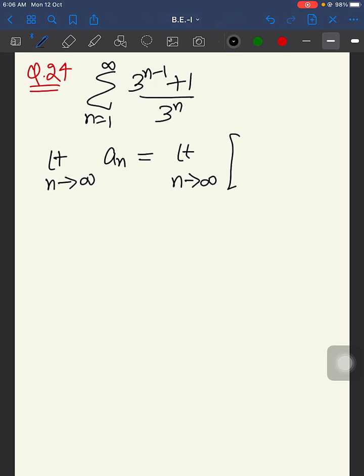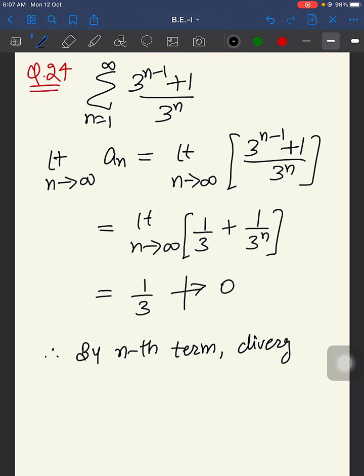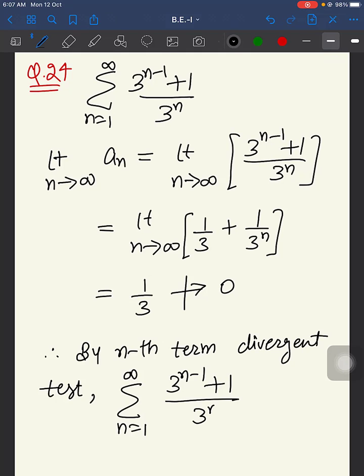So this becomes 1 by 3 raised to n. So if you divide it, you are left with 1 by 3 plus 1 by 3 raised to n. So now this becomes 1 by 3, which is not going to 0. So therefore by nth term divergent test, summation n runs from 1 to infinity of 3 raised to n minus 1 plus 1 by 3 raised to n is also divergent.